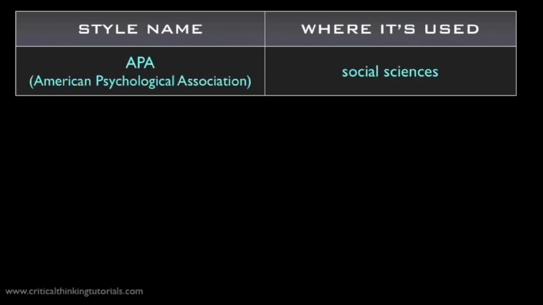APA stands for American Psychological Association. The first APA style manual came out in 1927 and was designed to serve the writing needs of psychologists and anthropologists. But the APA style is now widely used across the social sciences, and there are branches of the humanities that use this style as well.